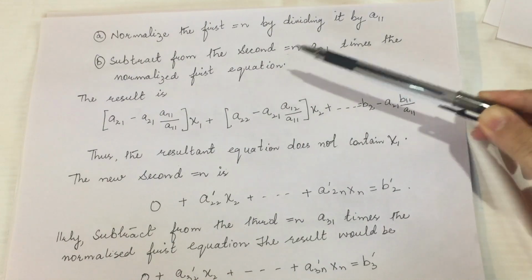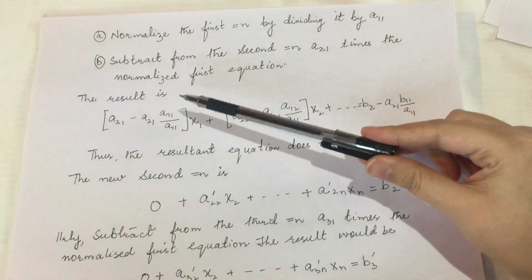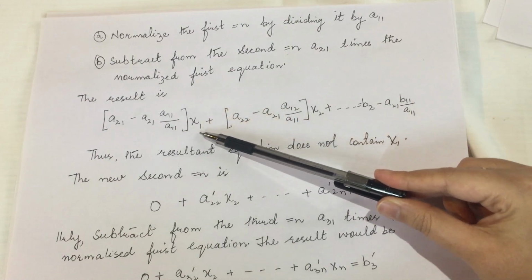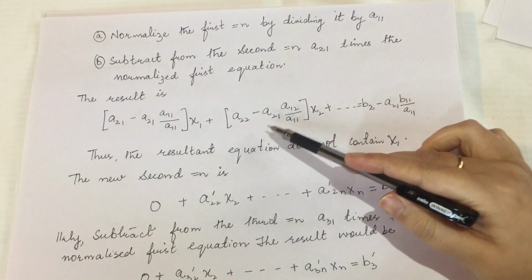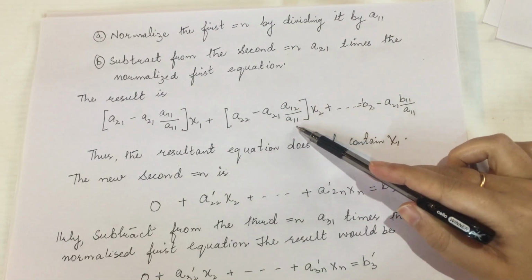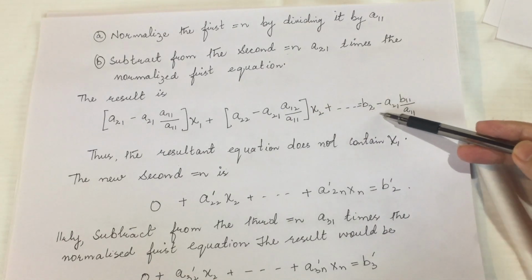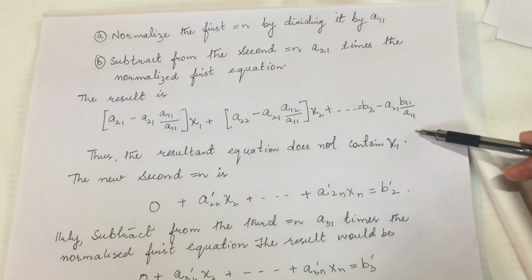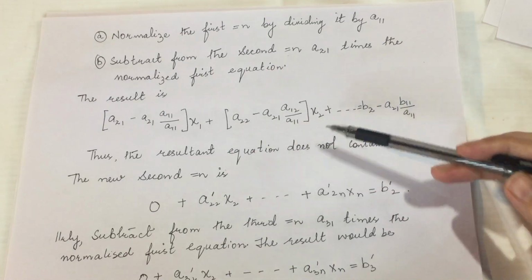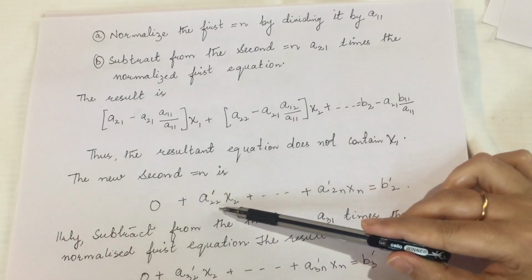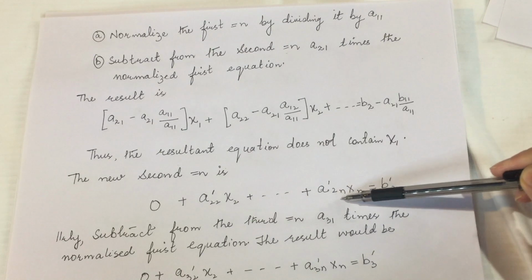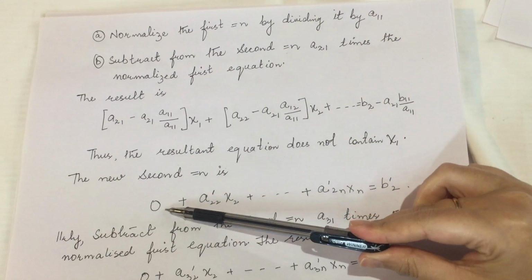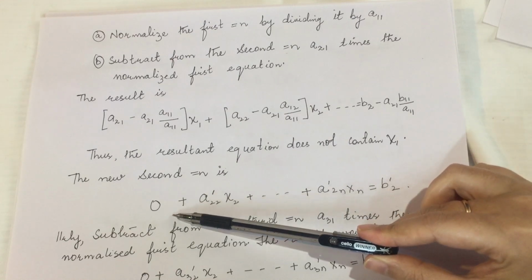a21 times the normalized first equation. If we do it, the result is a21 minus a21 a11 divided by a11 times x1 plus a22 minus a21 a12 divided by a11 times x2 plus, and so on, that will be equal to b2 minus a21 b1 divided by a11. When we solve this, we will get the second equation as 0 plus a dash 22 x2 plus up to a dash 2n xn is equal to b dash 2. So that means we have just eliminated the term x1 in the second equation.